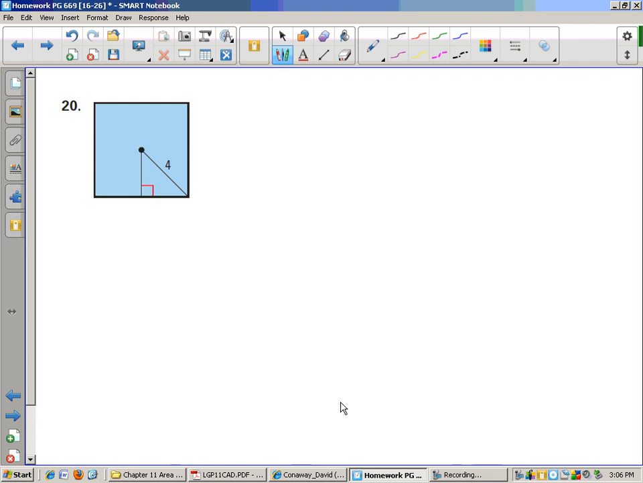So this one, though, let's see if we can come up with an easier way to do this. Since this is a square, we know that it cuts up into 4 triangles. And what do you know about these sides here? Yeah, these are isosceles, 45, 45, 90, right triangles. So that means that this and this and this and this are all the same. So that's 4, 4, and 4.